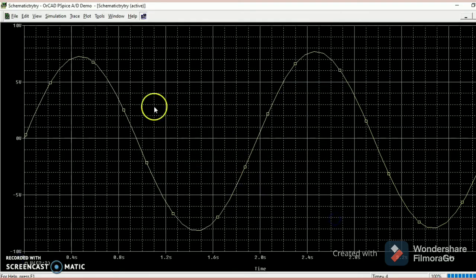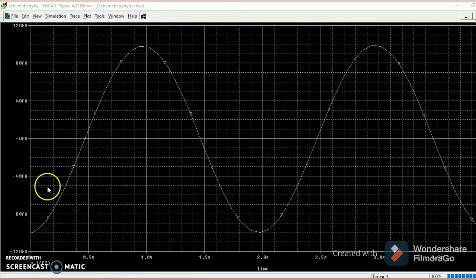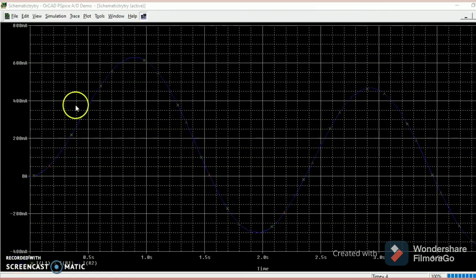This is the graph that we obtain for the voltage that flows to the capacitor. This is the combination of voltage graphs that flow to the capacitor, R1, R2, and inductor. This is the graph that we obtain for the current that flows to the capacitor. This is the graph for current that flows to the inductor, resistor 1 and resistor 2.